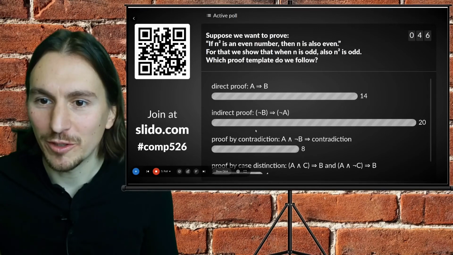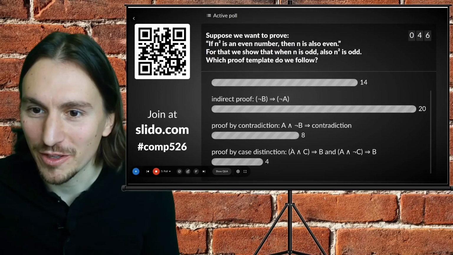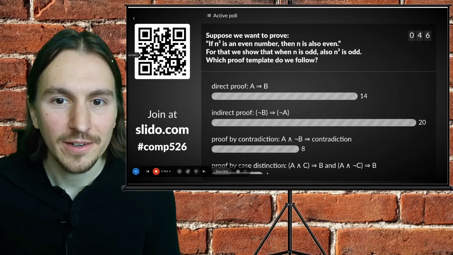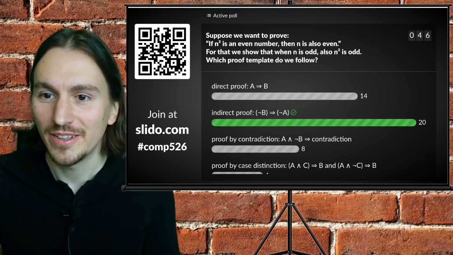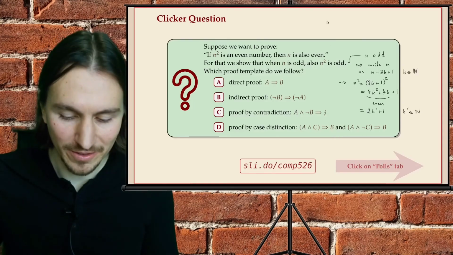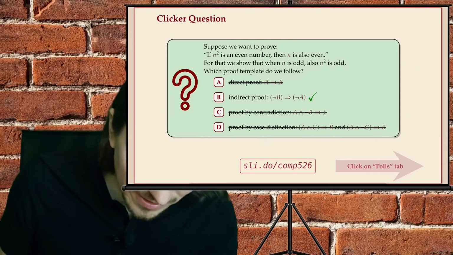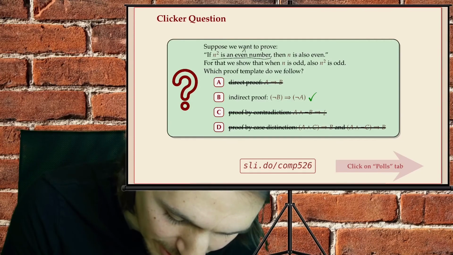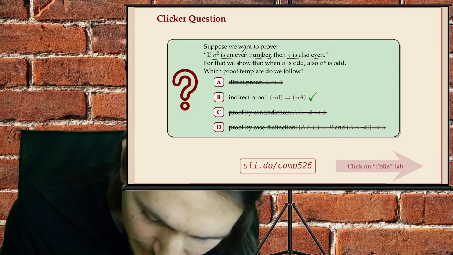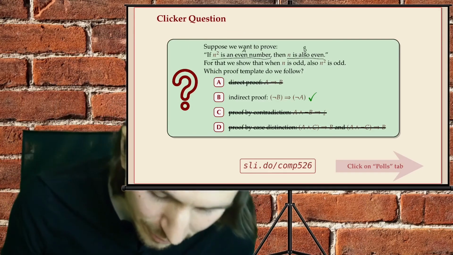So most people voted for indirect proof, and we also have a couple of answers for the other things. The correct answer is indirect proof. And let me go back to the slides to show why. So again, we should just identify A and B in this statement. N squared is an even number. That's our A. N is also even, that's our B.